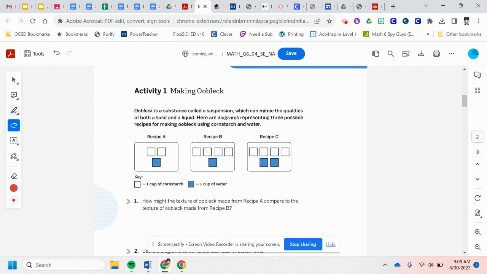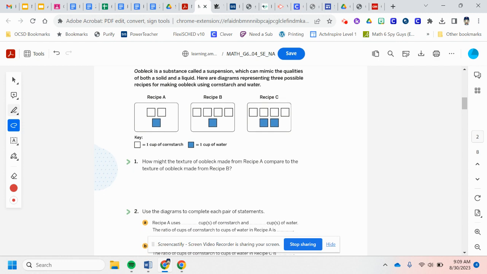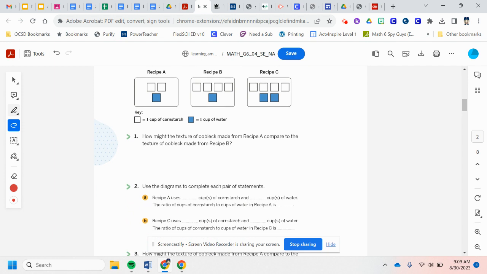So when you look at activity 1, making oobleck. Oobleck is a substance called a suspension, which can mimic the qualities of both a solid and liquid. Here are diagrams representing 3 possible recipes for making oobleck using cornstarch and water. In recipe A, there are 2 cups of cornstarch for 1 cup of water. B is 4 cups of cornstarch for 1 cup of water. And C is 4 cups of cornstarch for 2 cups of water.